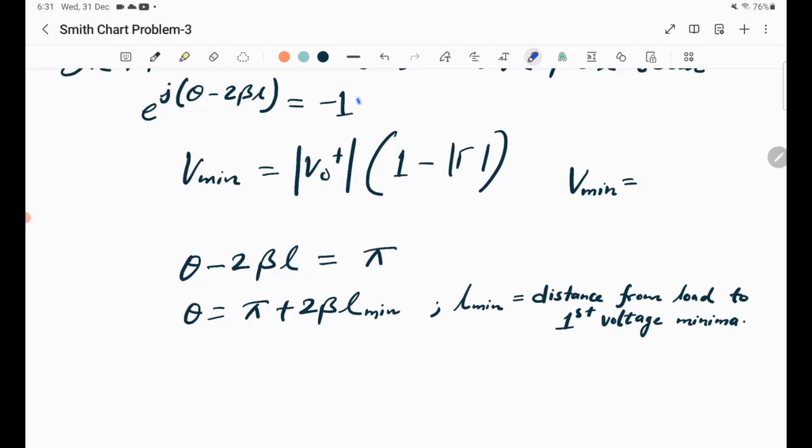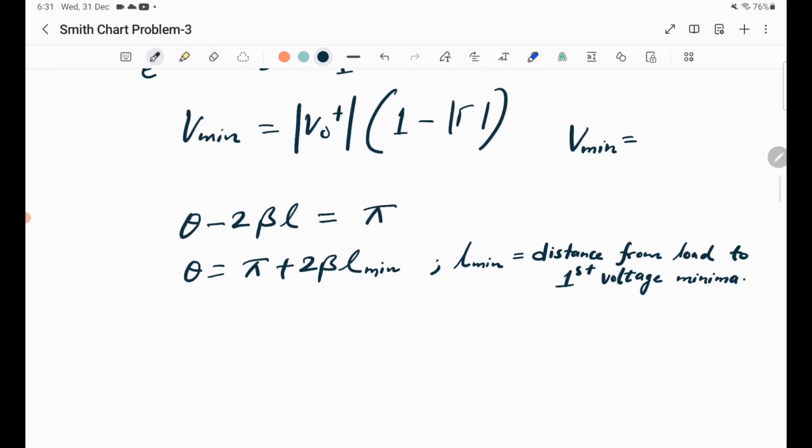Now when do we get the value of this exponential term to be equal to minus 1? We can get that when the value of theta minus 2 beta L is equal to pi. Why is that so? Because we know that e to the power jx can be written as cos x plus j sin x. So whenever the value of x is equal to pi, we can write cos pi plus j sin pi. Now sin pi is equal to 0 and cos pi is equal to minus 1.